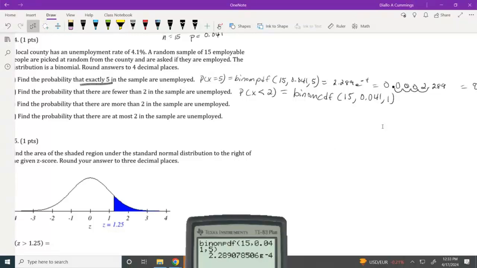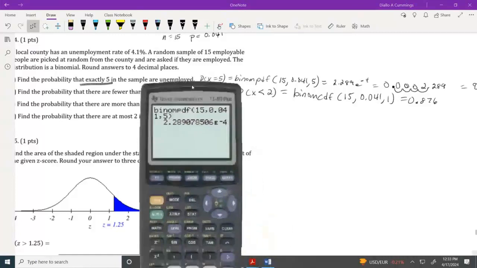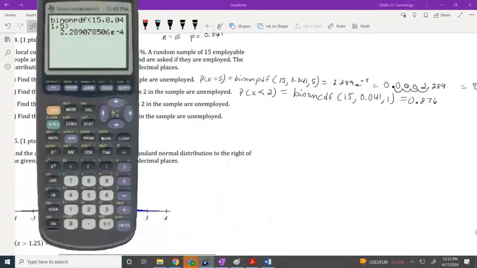Okay. All right. So once you put that into the calculator, you should get 0.876. So just to put that in: binomial CDF, 15, 0.041, 1.